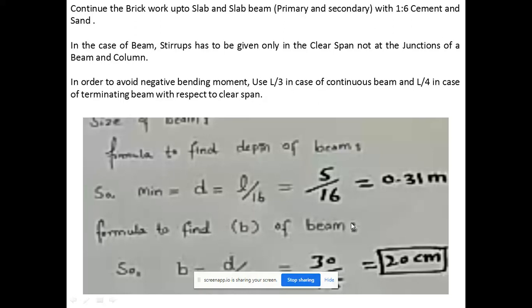Use the extra bars up to L/3 in case of continuous beam and L/4 in case of terminating beam, with the clear span. We will also find out the depth of the beam, basically the breadth and depth of the beam. For a particular length of the beam, we have standard equations such as D is equal to L/16 and B is equal to D/2. So let's say for a length of 5 meters, we get the depth as 1 Similarly, now to find the breadth of the beam, it is 20.